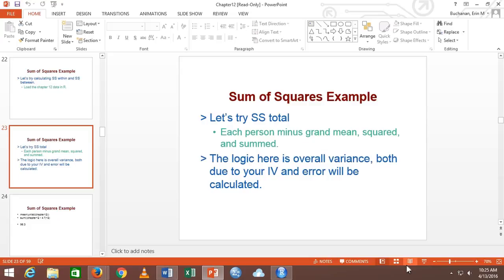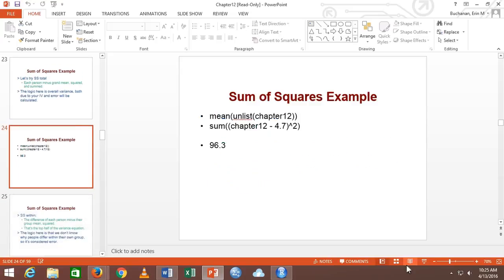So we're going to start with sum of squares total. That's going to break down into sum of squares between, and sum of squares within. Okay. So this is due to the IV and this is error. So this is overall variance. How much variance do I have that I can break down into parts?